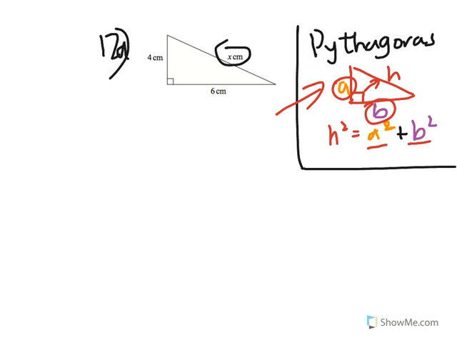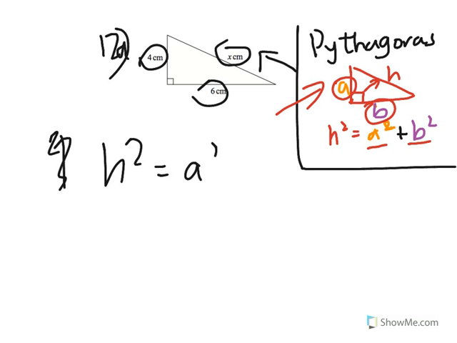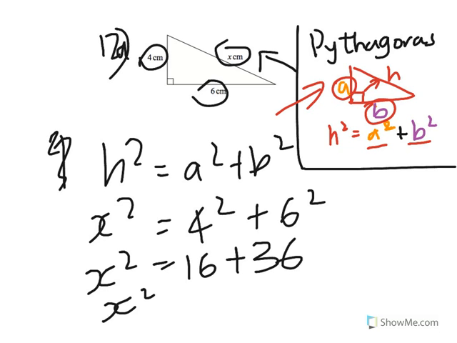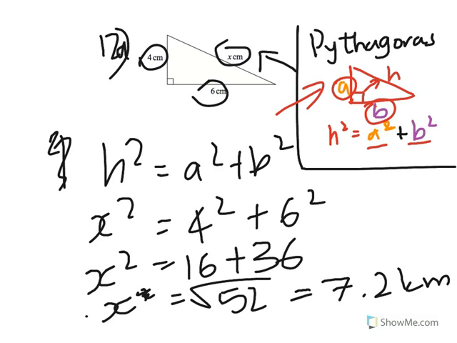Alright, so we're going to apply it to this question. We have the other two sides, 4 and 6, and we don't have the hypotenuse, so we want to find the hypotenuse. So c squared is equal to a squared plus b squared. Now we substitute in our values. So x squared is equal to 4 squared plus 6 squared. It doesn't matter which is a and which is b. So x squared is equal to 16 plus 36. If we square root both sides, we get x is equal to the square root of 52. You have to give this to three significant figures. So the square root of 52 is 7.21 centimeters, to three significant figures.